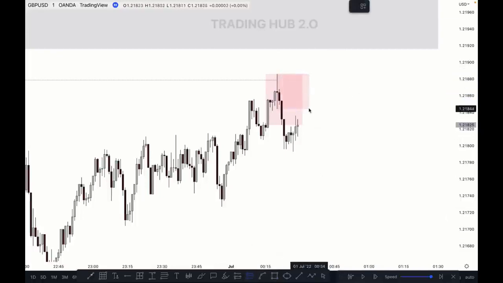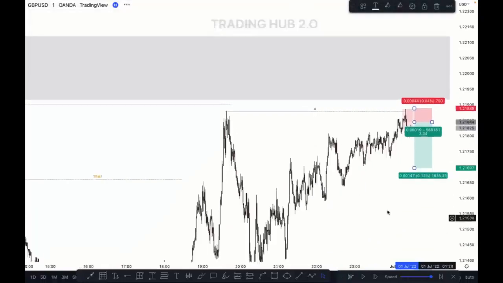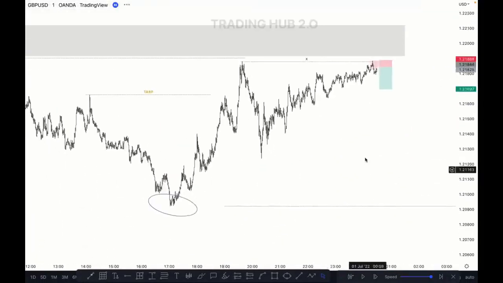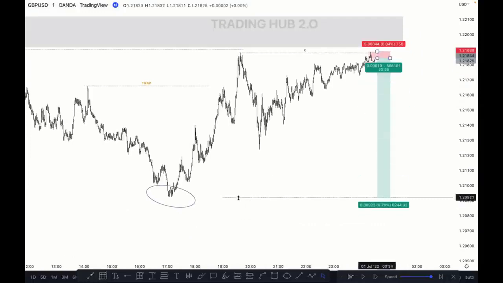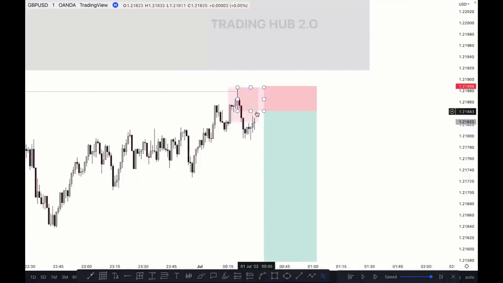So we can place our first entry here, and the target will be the M15 major low, correct? So this will be our target. I will show you here, correct? So this one is our first entry.